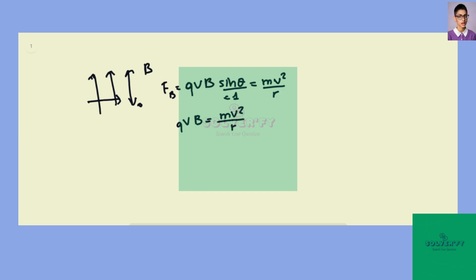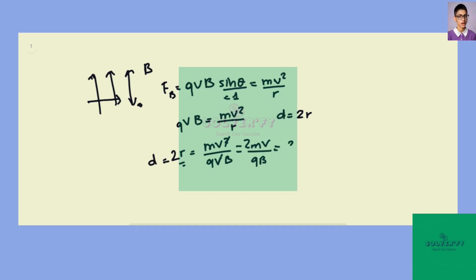Now we are trying to determine not the radius, but the diameter. So we're looking for the diameter, which is 2 times r. Let's isolate r out of this equation. It's going to be equal to mv squared over qvB. We have v's that are going to cancel out, so mv over qB is going to be equal to the radius. If you multiply both sides by 2, then we're getting the diameter.